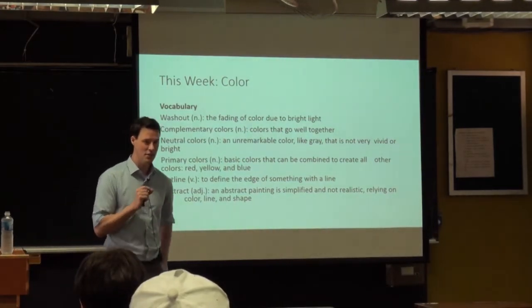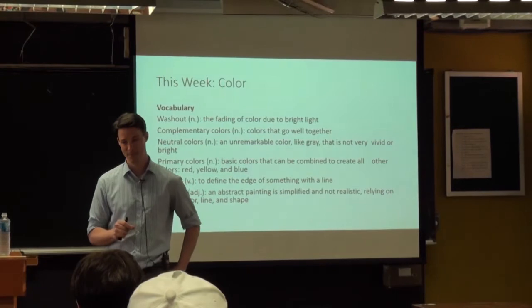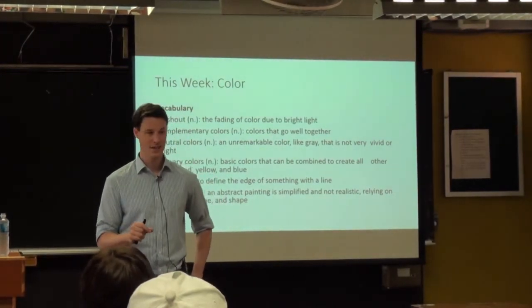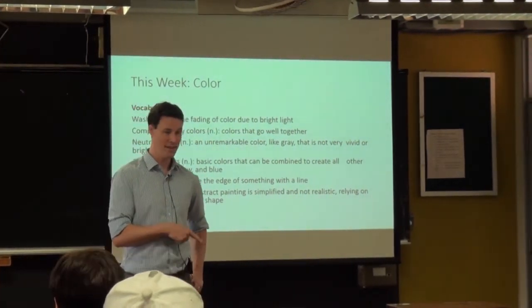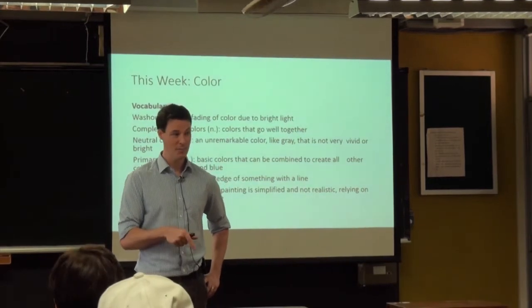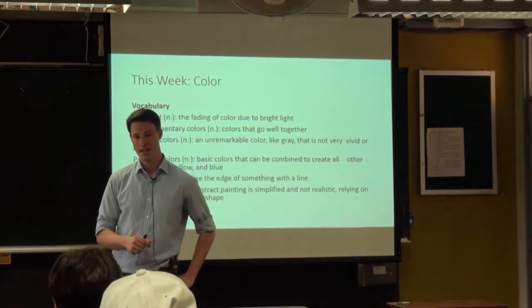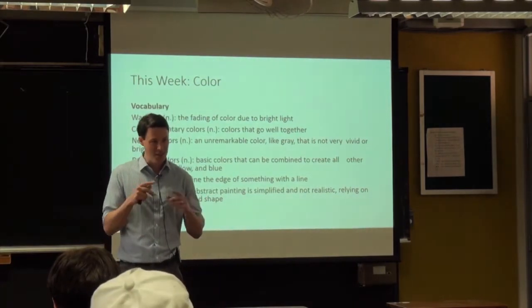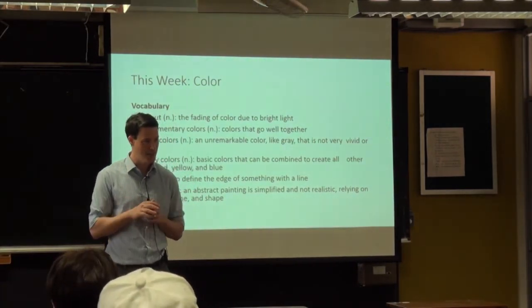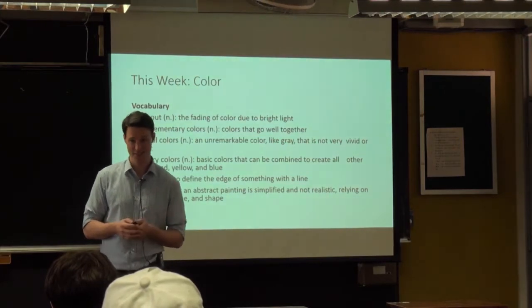It relies on color, line, and shape. The Mondrian painting in your book in that chapter on color, the Mondrian painting on the right, that's a very abstract painting, right? It's just lines and shapes and colors. It doesn't look very realistic.